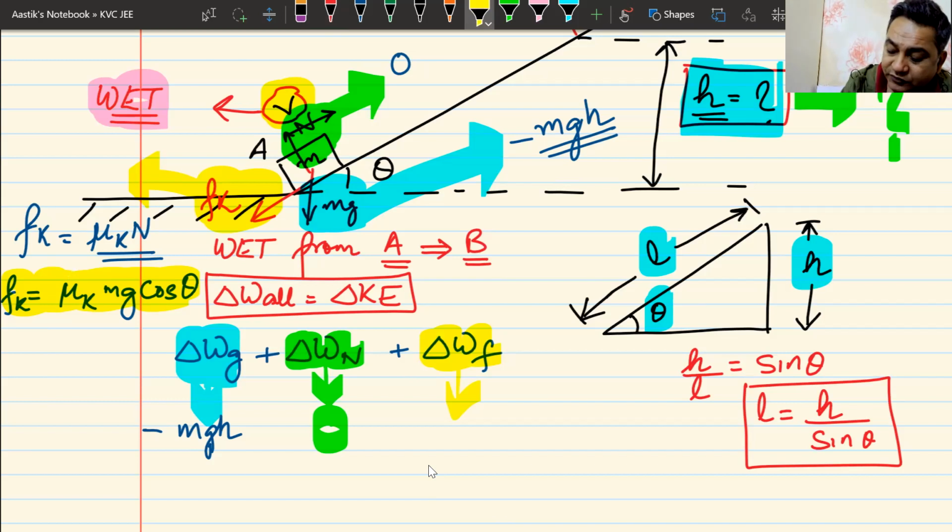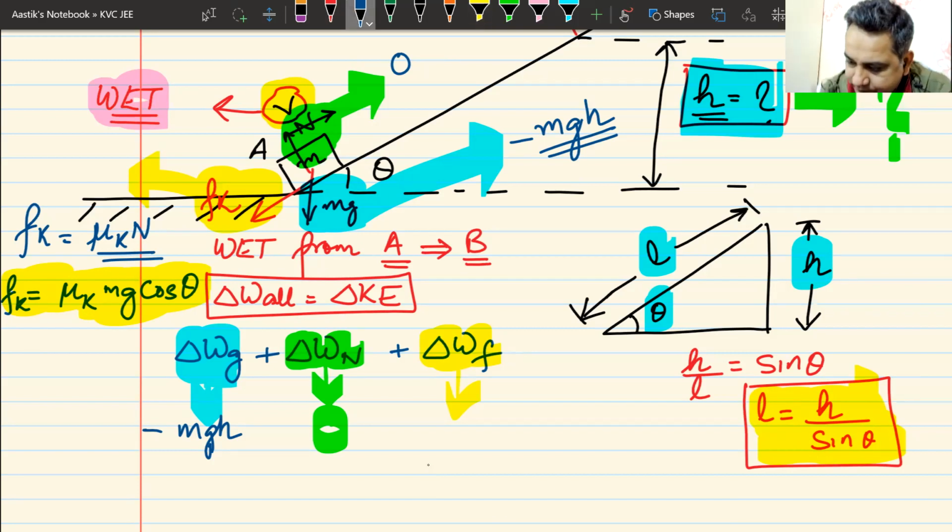So now what is the work done by friction? I have the frictional force here in yellow, my mu mg cos theta. I have the value of L here. Will it be positive or negative? Block is moving up. Frictional force is downwards. Will it be positive or negative? Anyone? It will be negative because the block is going up and the frictional force is downwards.